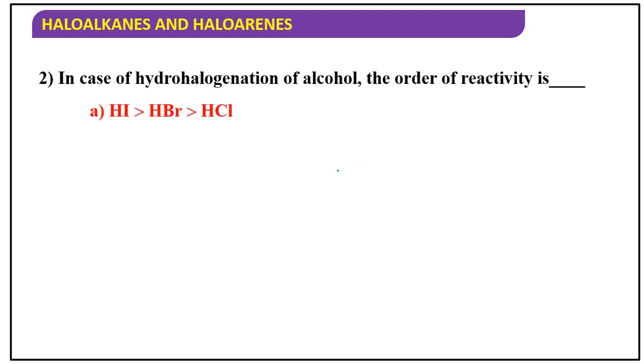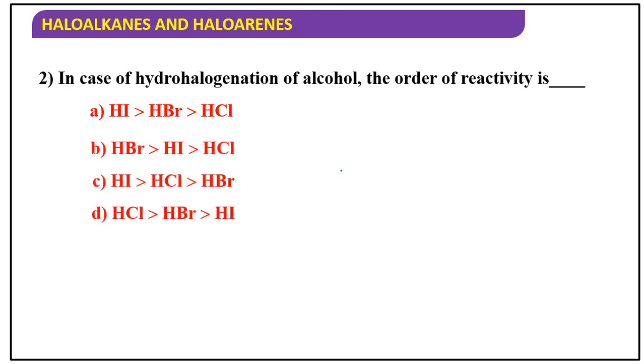In case of hydrohalogenation of alcohol, the order of reactivity is, this question we already discussed. You can guess the answer. Yes, HI is highest. Why? Acidic character is more. It can release H plus ions much faster.